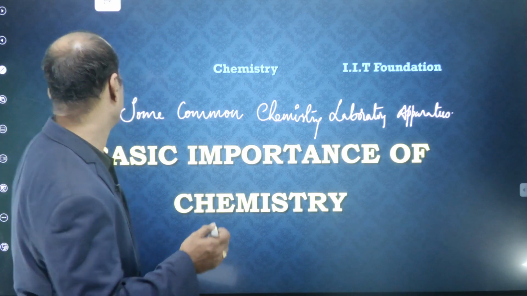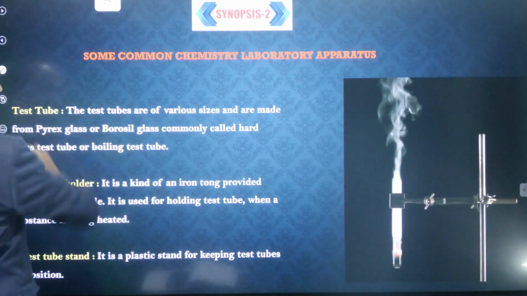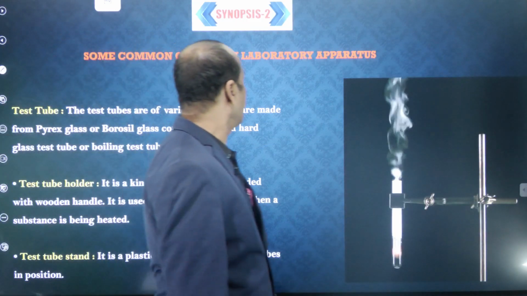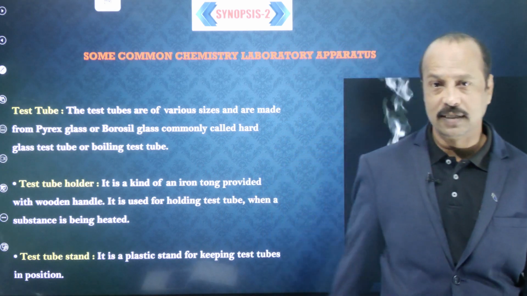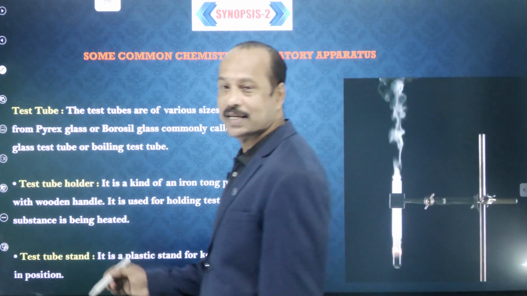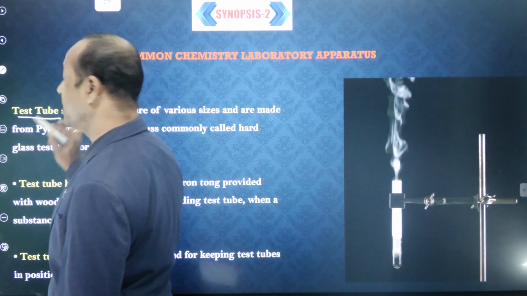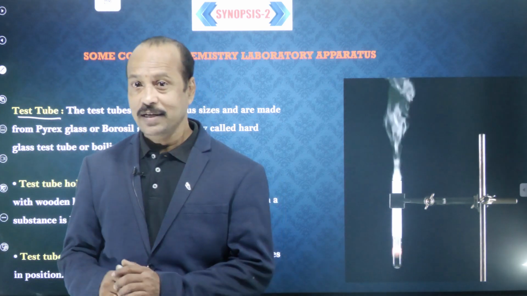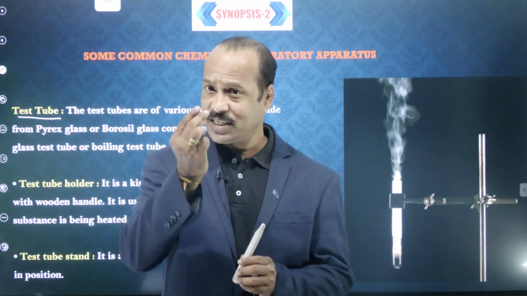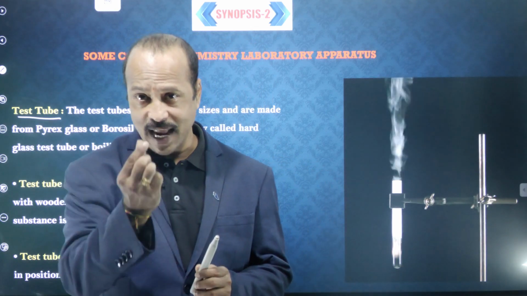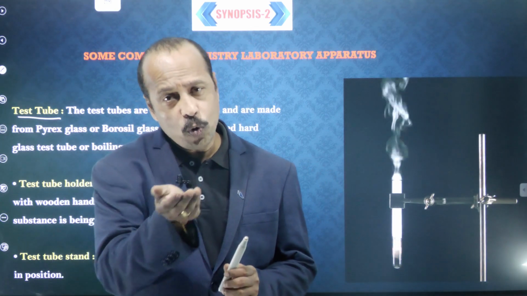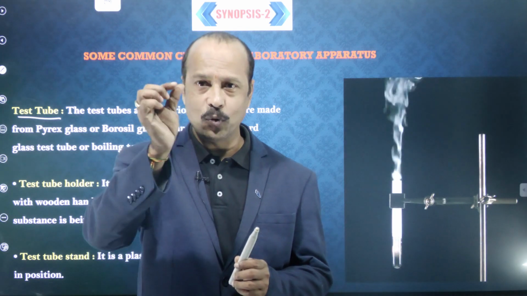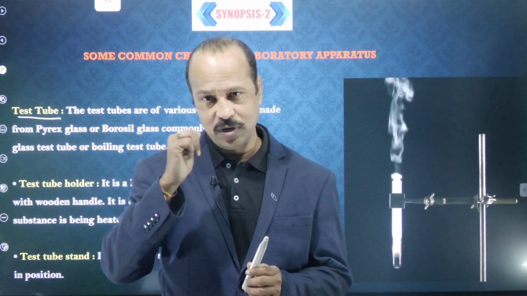Okay, students. So some common chemistry laboratory apparatus. The first one is a test tube. Everyone knows about the test tube, right? So what is a test tube? A glass tube which is closed at one end and open at the other end. That is called a test tube.